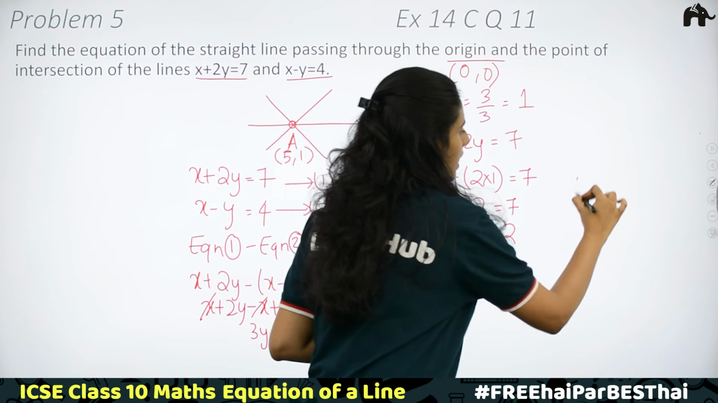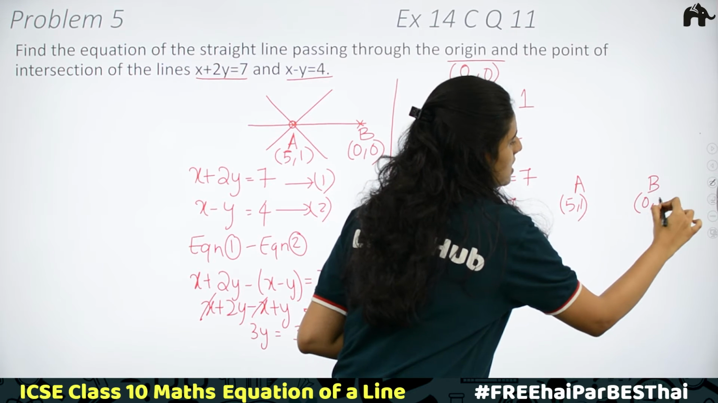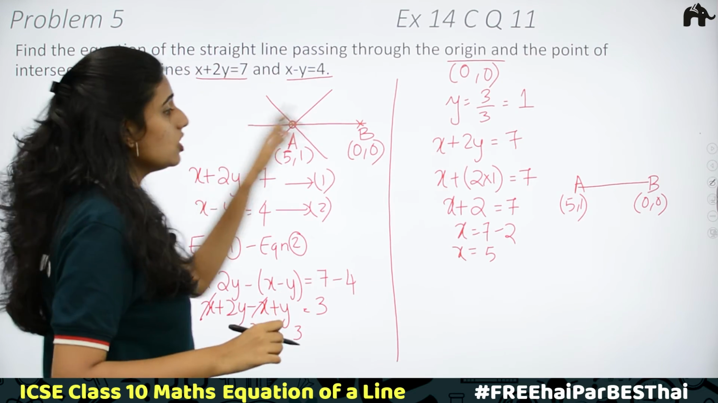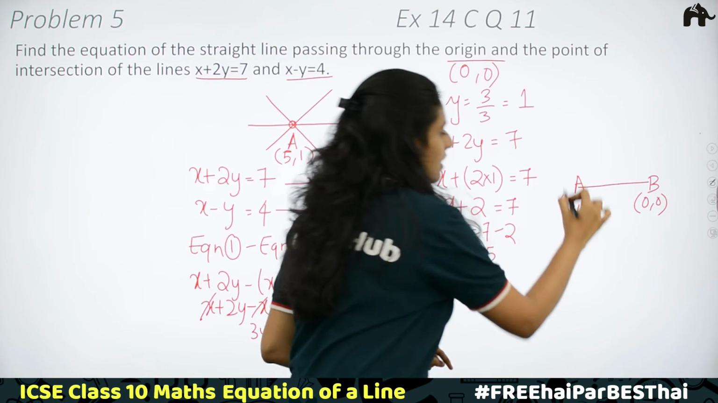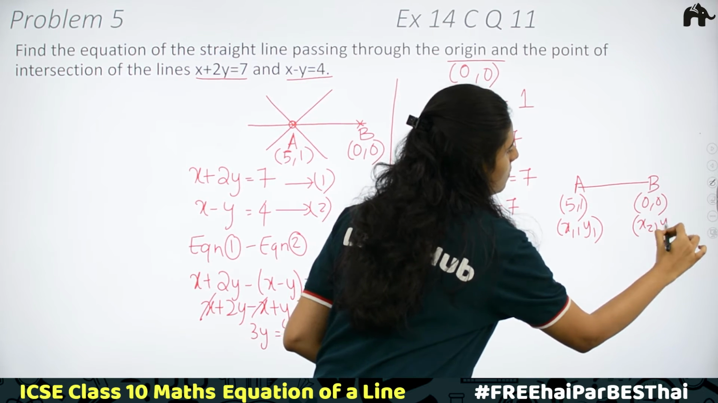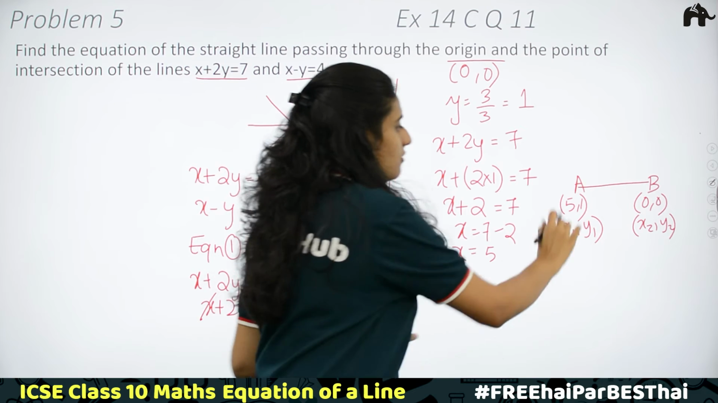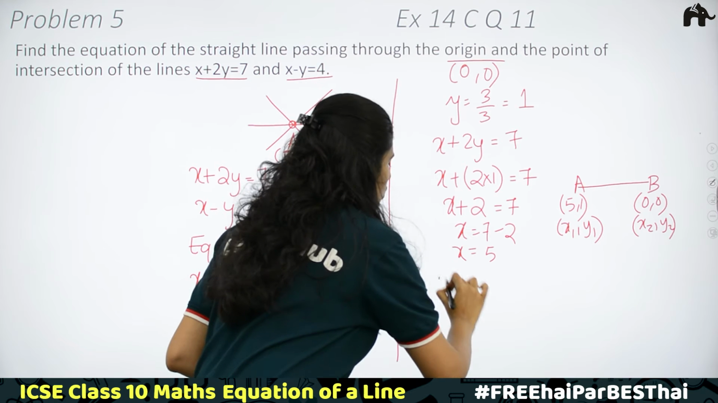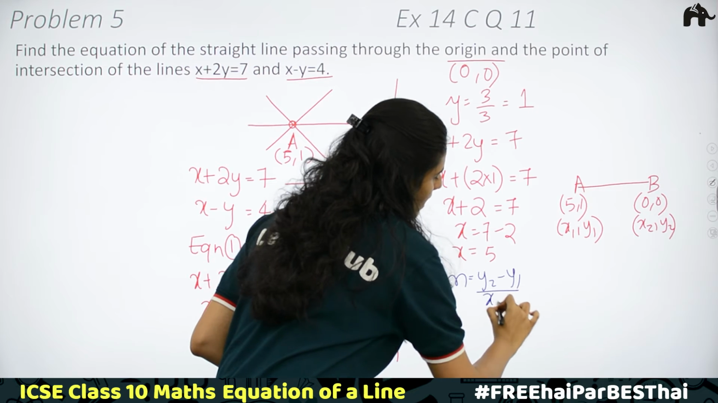We have point A here of coordinates 5, 1. And we have the point B, which is the origin 0, 0. Now, what do we need to find? We need to find the equation of this straight line which passes through the intersection and the origin. Here, we will now take this as x1, y1 and this as x2, y2. Now, we can find the slope. Slope m is equal to y2 minus y1 divided by x2 minus x1.